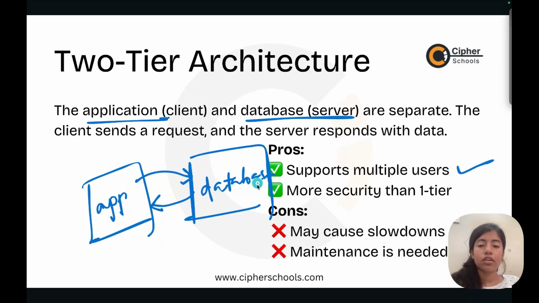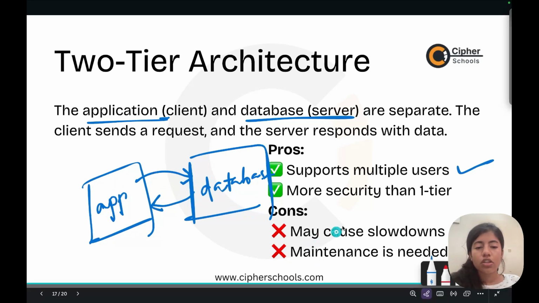But it has some cons. It may cause slowdowns. What I mean by slowdowns is that an application talking with the database with the help of these queries is slow as compared to OS communication, where both things are in the same system and we are communicating through the operating system. That is much faster as compared to this system because we need to contact some other system, right? So it is not feasible. And then since we have multiple systems, we need to maintain all of these. So these are the two cons we need to think of.